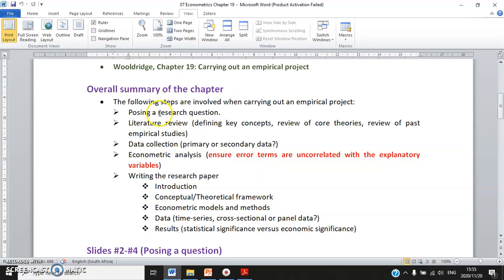Okay, pose a research question, literature review. Just to give you an idea, your literature review, which is chapter 2 of your research essay, should consist of 3 key areas or 3 sections: defining key concepts, review of the core theories, and review of the past empirical studies to identify the research gap that your proposed study aims to fill.